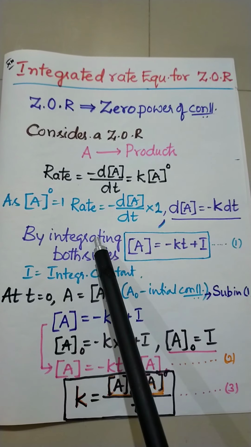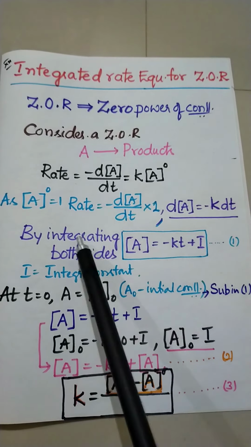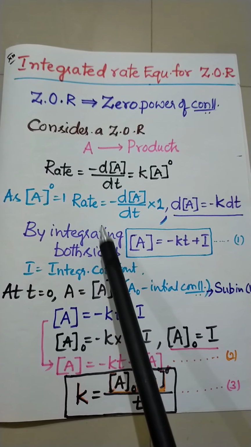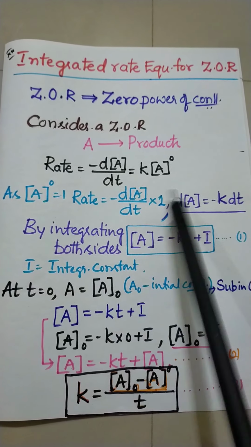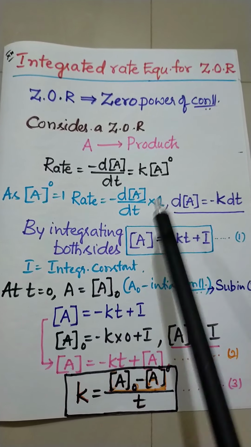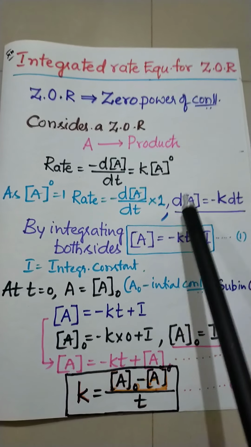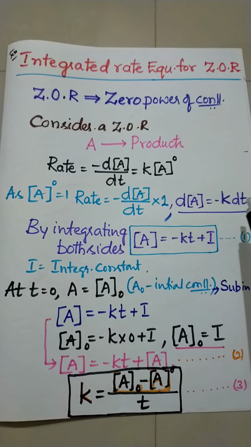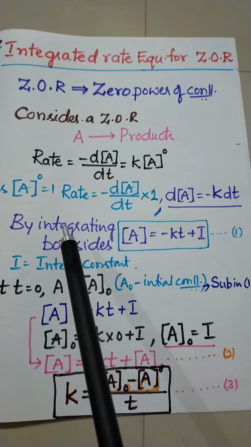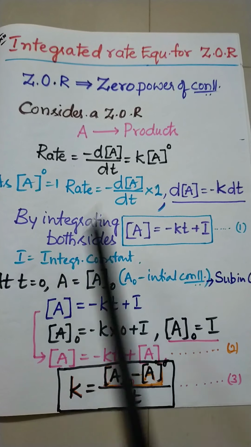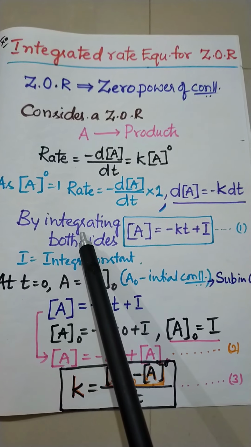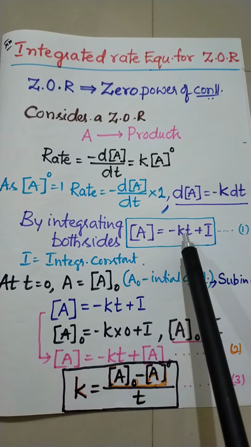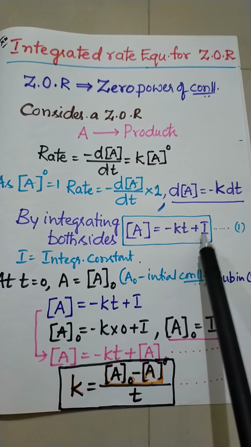So take this one by integrating both the sides. I slipped one step here, I did not put the integration symbol. You would write the integration symbol here and take integration on both sides. Integration of minus k into dt. By integrating both the sides, we get the concentration of A is equal to minus kt plus I, where I is an integration constant.